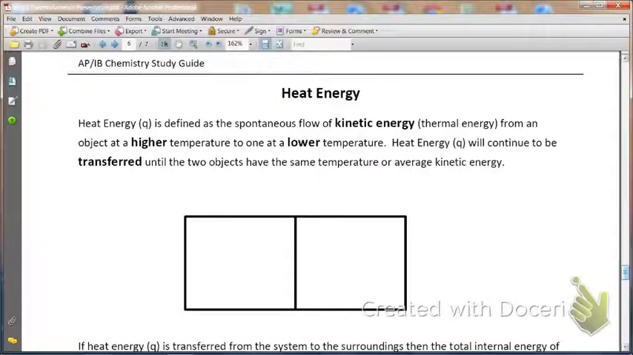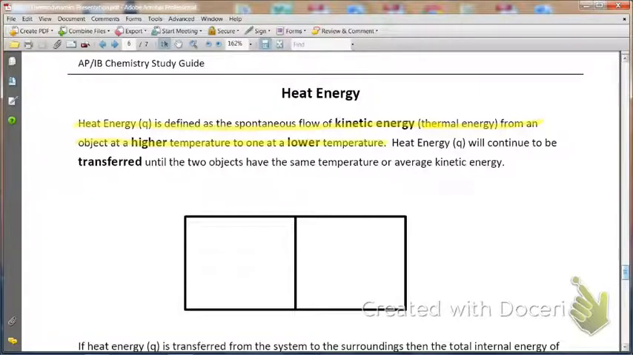Alright, so let's begin with defining what heat energy exactly is. By definition, heat is defined as the spontaneous flow of kinetic energy from an object of higher temperature to an object of lower temperature. Alright, so let's look at that a little bit closer because that's a really important definition. First of all, heat energy is abbreviated, or we use a symbol, Q. So if you ever see a lowercase q, we're going to associate that with heat energy.